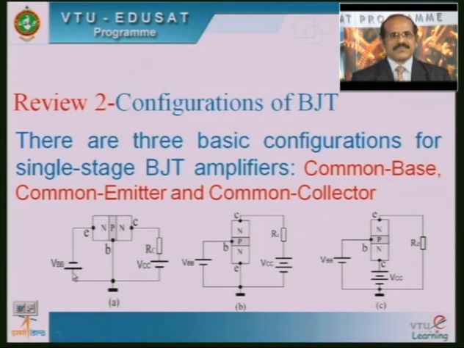Here you can see that this particular configuration is the common base configuration of the bipolar junction transistor. Here you can see that the emitter is the input and collector is the output. Whereas this second figure shows the common emitter configuration of BJT, where emitter is common with reference to the base, that is the input, and with reference to the collector, that is the output. We have one more configuration of the BJT, the common collector configuration, wherein the collector is common with reference to the base, that is the input, and with reference to the emitter, which acts as the output here.